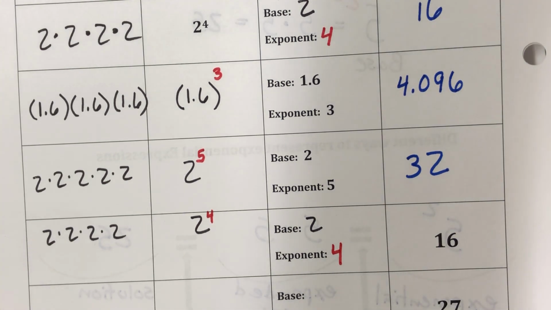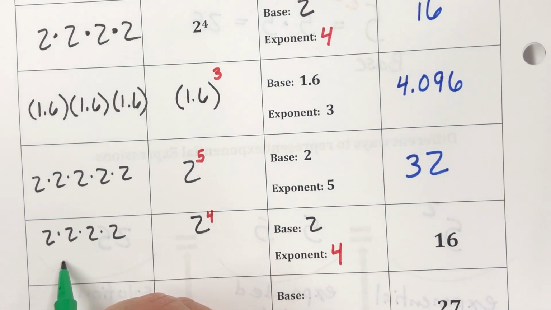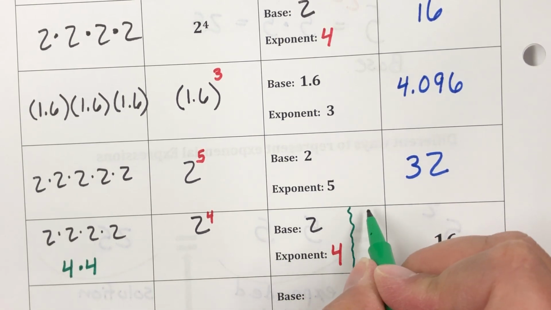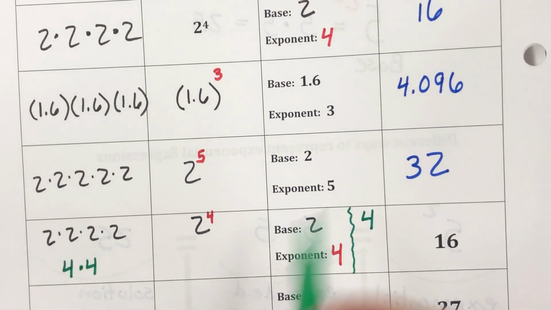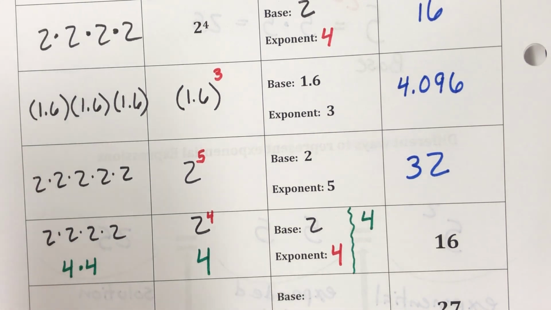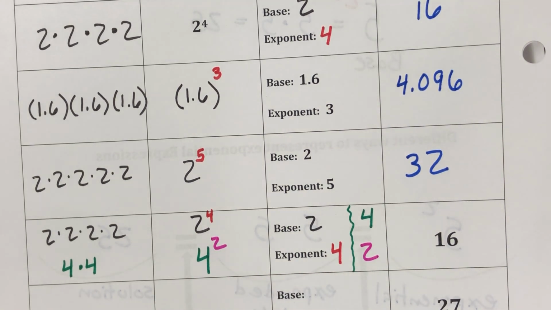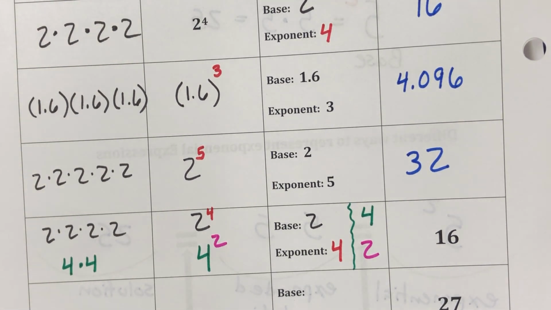Now, I'm going to try something different. I'm going to say maybe the base is 4, because 4 times 4 is 16. And I'm going to use 4 as my base and 2 as my exponent. Because that can happen too. There can be more than one way to get an answer, especially with exponents.